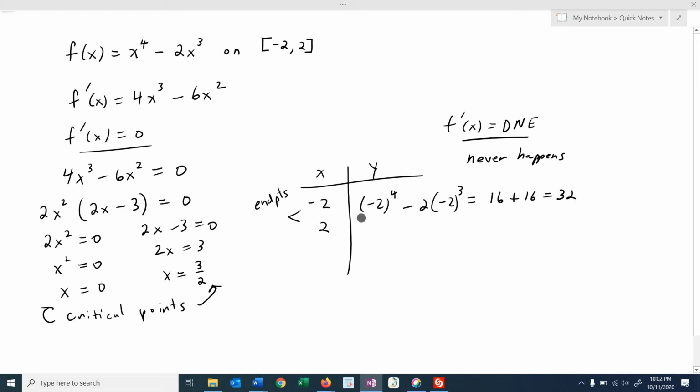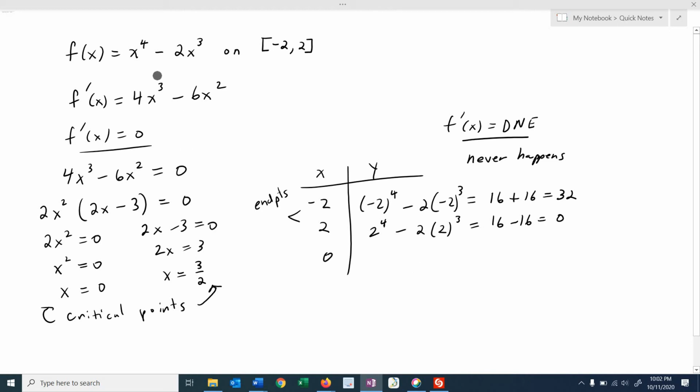And now let's plug a 2 in. So you get 2 to the 4th minus 2 times 2 cubed. And of course that's 16. And this one is also 16. 2 cubed is 8, and then 8 times 2 is 16. And so you get 0 for the y value here.